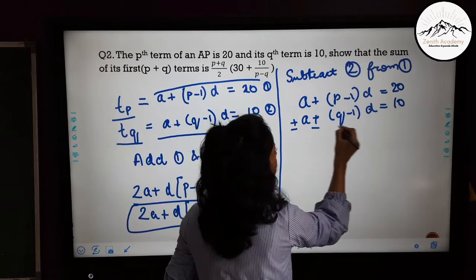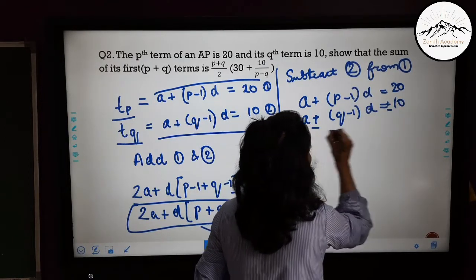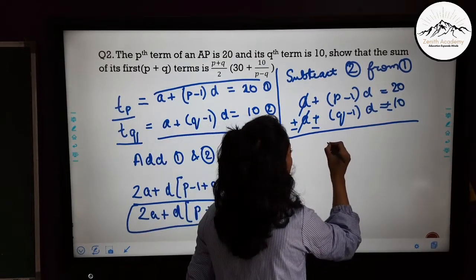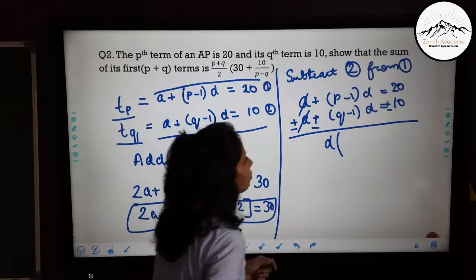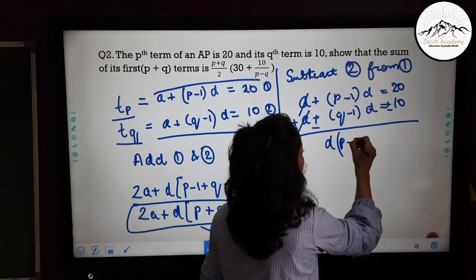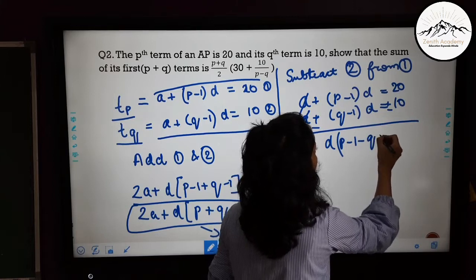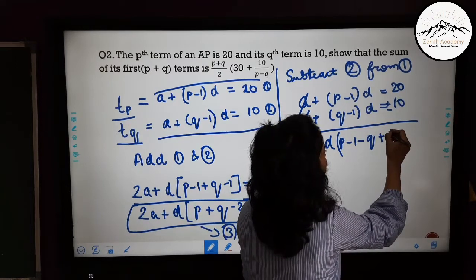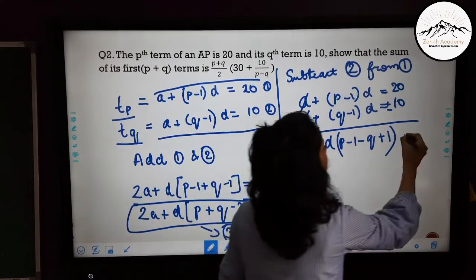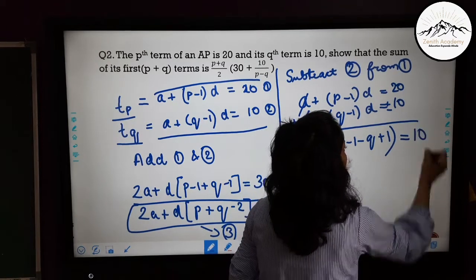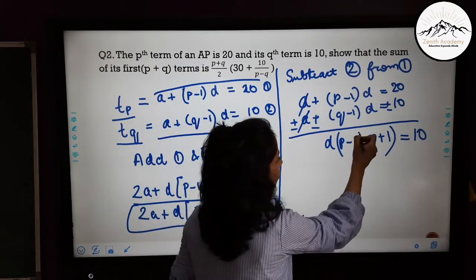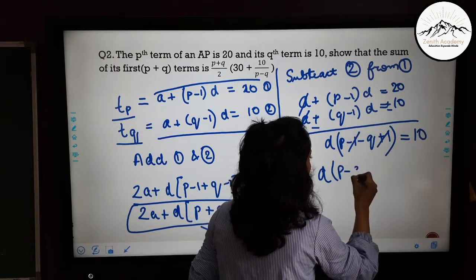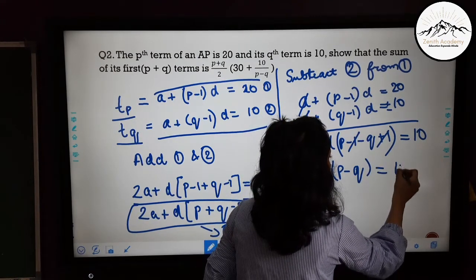Changing the signs because we are subtracting. So A and A will get cancelled. D, when we take common, we get p minus 1 minus q. Since q minus 1 is in the bracket, when we open the bracket it will be minus minus plus, so q plus 1. 20 minus 10 will give us 10. So now 1 and 1 get cancelled. What we get? D into p minus q is equal to 10.